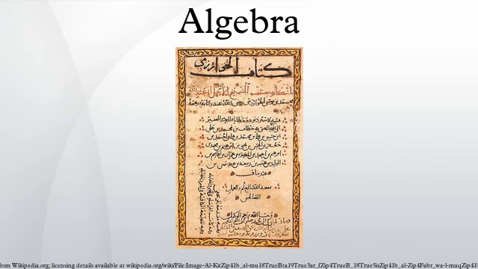Etymology. The word algebra comes from the Arabic language, from the title of the book al-jabr wa'l-muqabala by al-Khwarizmi.